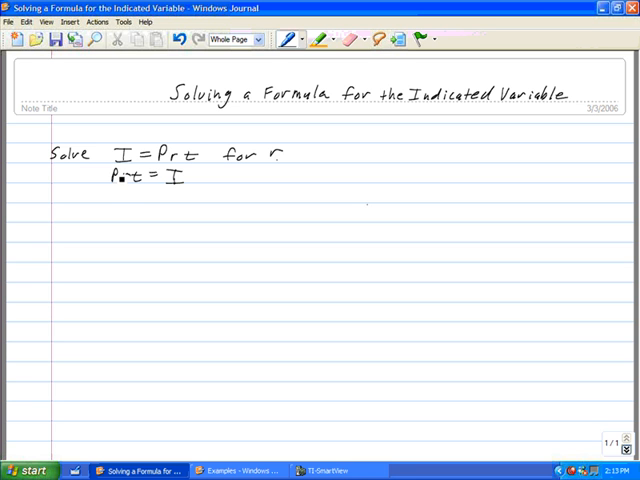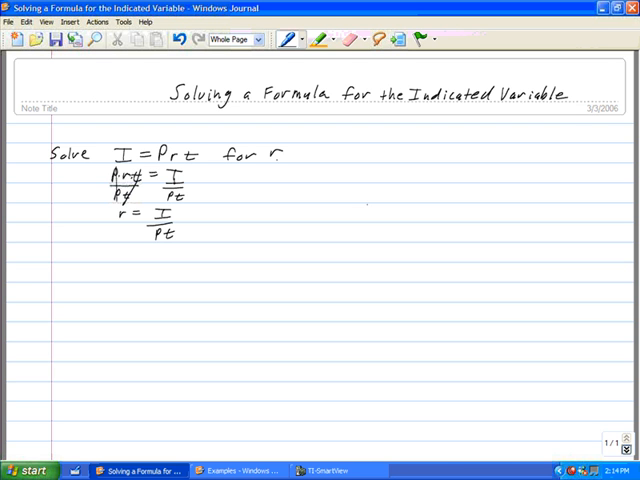We see that there is a P and a T on the left hand side we don't want. They are being multiplied by R. So to get rid of them, I will simply divide both sides by P and T. The P will cancel the P, the T will cancel the T, and you have R equaling I over P times T. So I could, if I wanted to, take an interest, a principal, and a time, plug them into this newly created formula, and it would immediately give me the rate. So let's try that again.